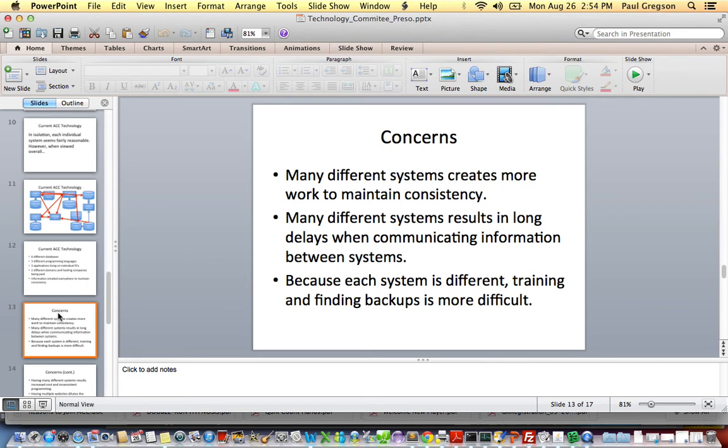And the same is true for filling in weekend tournament results, or internet tournament results, or things like that, where there is constantly this sort of monthly cycle and monthly delay in getting all the results up to date and posted. And then, because each system is different, the technology is different, the interfaces are different, training and finding backups is much more difficult.